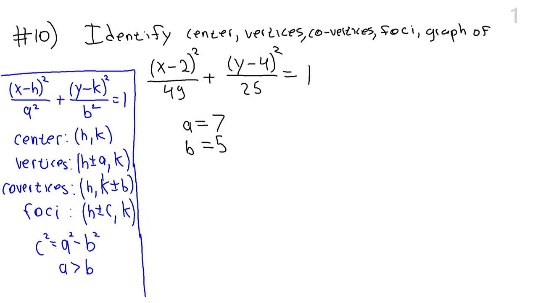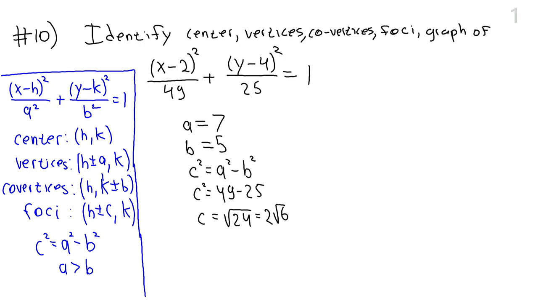B is 5, and c squared is going to be a squared minus b squared. So c squared is going to be 49 minus 25. So c is going to be the square root of 24. And we can simplify that into 2 times the square root of 6. And so now we can get all the information that we want.